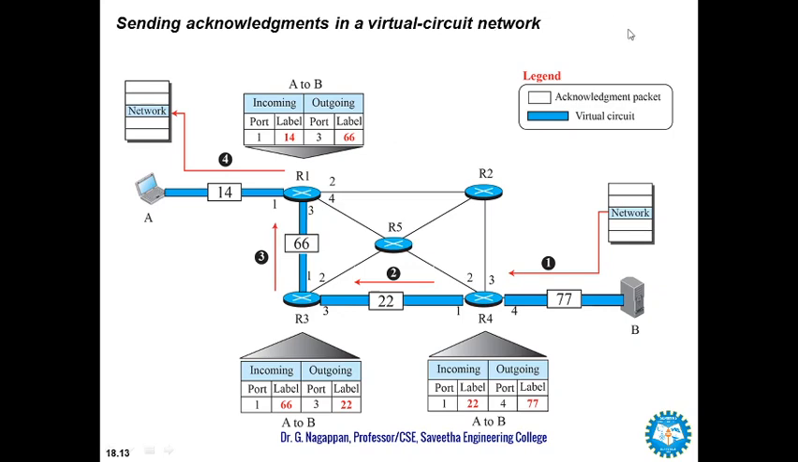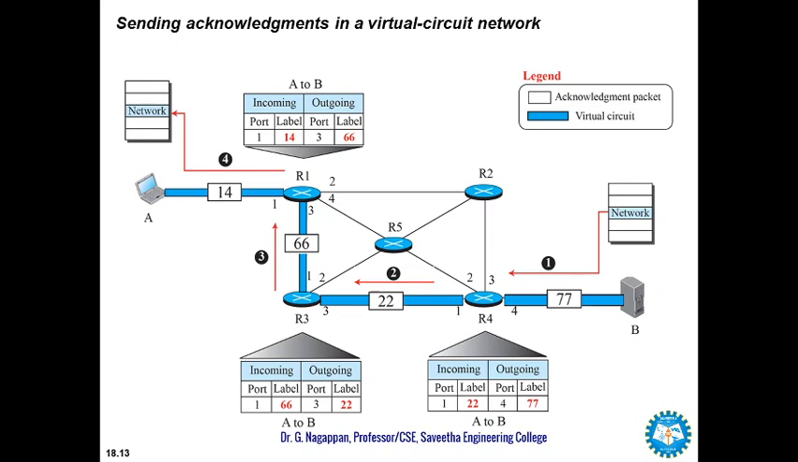So after the request packet reaches the destination, the virtual circuit is established. Now the acknowledgement packet is created, a special packet called the acknowledgement packet. It completes the entries in the switching table. So here in this case it is 77, which is the label, and this label lets the destination know that the packets are coming from A and not from other sources. So now B sends back to the router the acknowledgement packet.